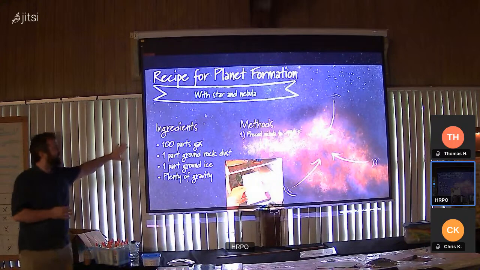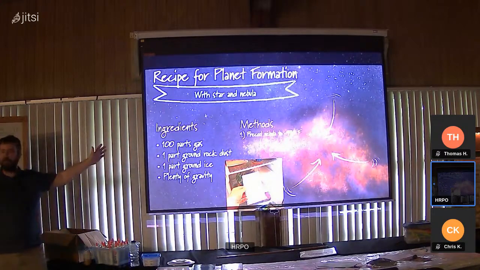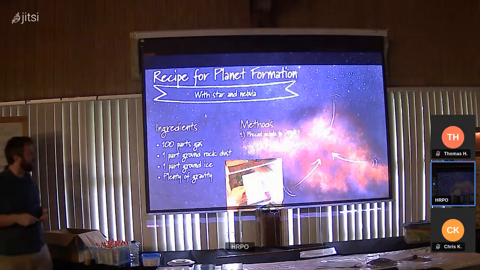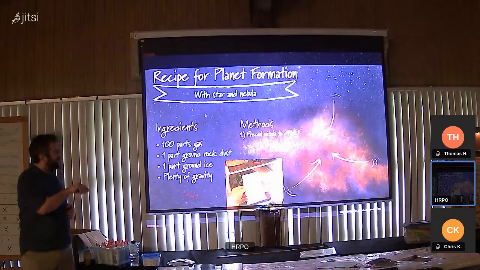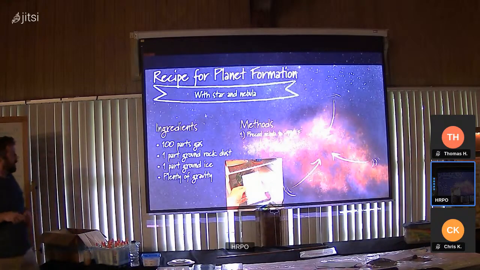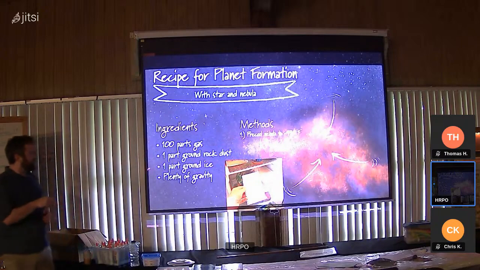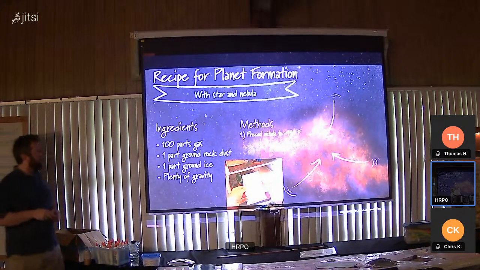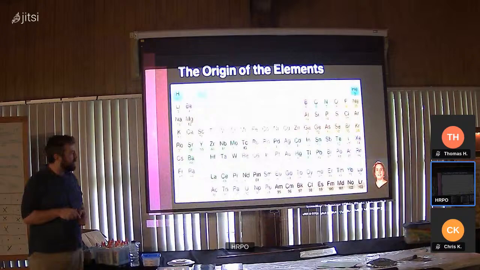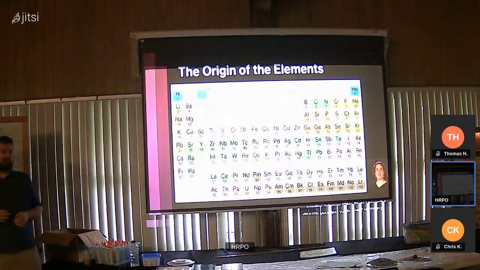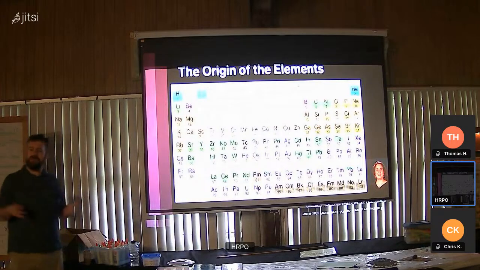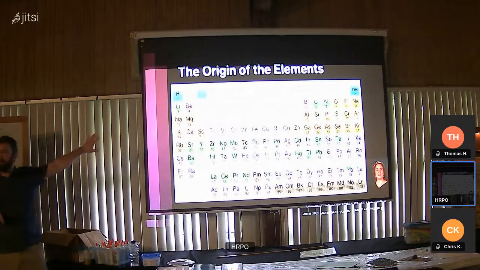So, getting back to the ingredients. I've explained the process. What do we need to go into it? This is like the ingredient list or the shopping list. We've got 100 parts gas, 1 part rock, 1 part ice. And what does that actually correspond to? For this, we need to go into chemistry a little bit, or not much chemistry, just a periodic table. And this is the new astronomer's periodic table.